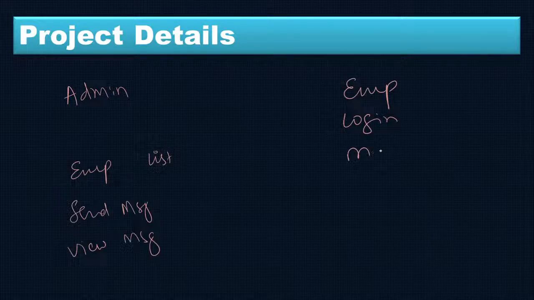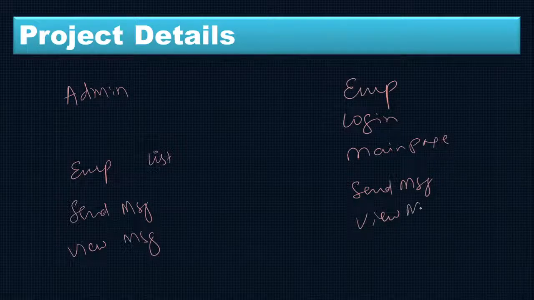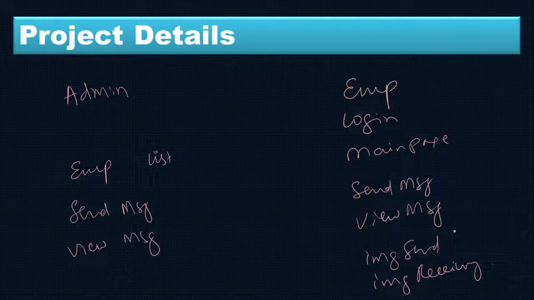So you go to the main page, where we have options. Here you can again send message, view message. This is the regular send and view message communication. Then you have the image sending and image receiving. When you send whatever local picture you have, you can send it to another employee. When you receive, you can download it to your system.